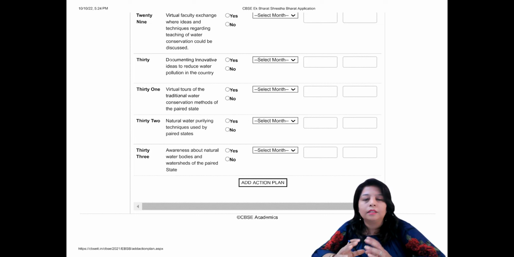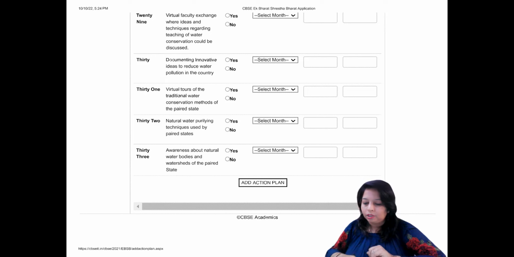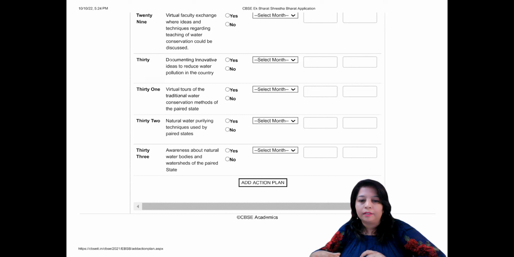So now these are the 33 activities that we have discussed, and we have left just one activity, that was after school programs for teaching the language of the paired state, that we are not conducting. The rest, 32 activities out of 33, we are conducting, and this is how we will be submitting our action plan. And the teachers who have been given duty have to submit the reports also. We need to upload the reports for these particular activities, right? So I'll be sharing the report format with you also. Wait a while.